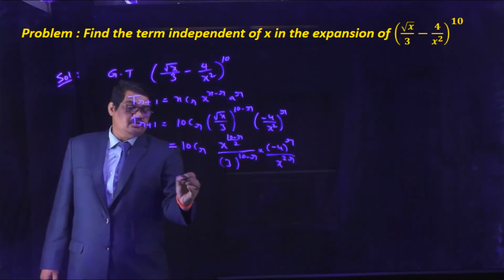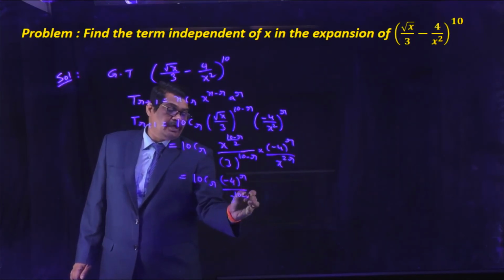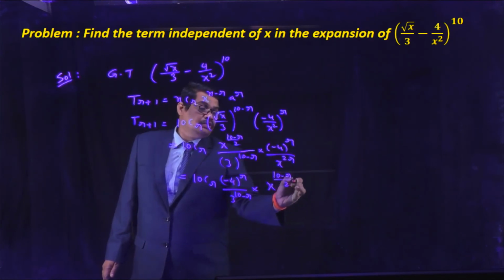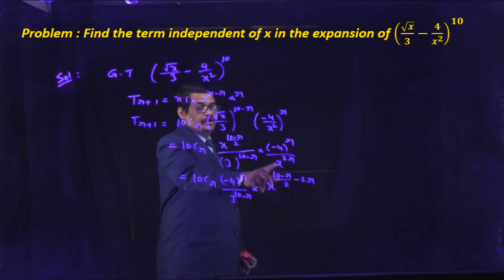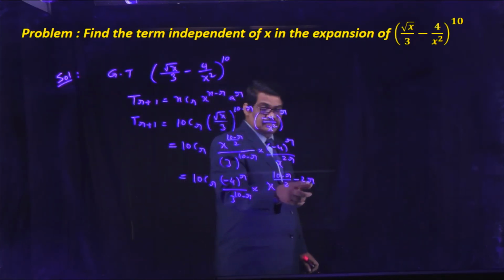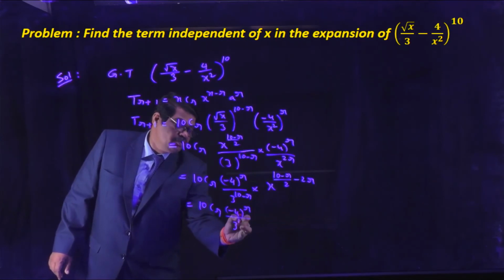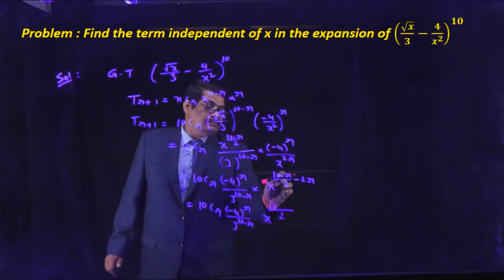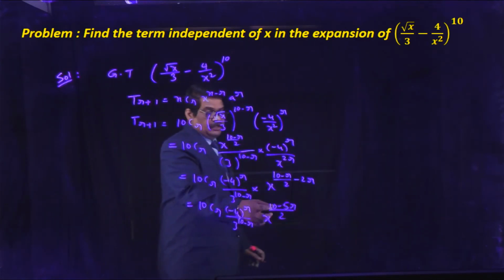That is equal to 10Cr. Here the constants are (−4)^r by 3^(10−r). Here x^((10−r)/2) is in the numerator and x^(2r) in the denominator. Moving it to the numerator, we get x^(−2r). Now the bases are equal, so the powers add: x to the power of (10−r)/2 − 2r. By LCM we get (10 − r − 4r)/2, that is (10 − 5r)/2. So this is x^((10−5r)/2).